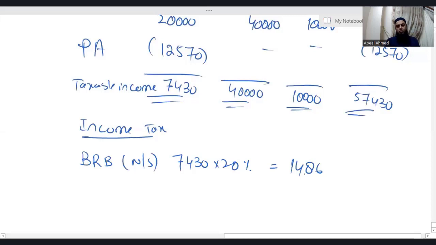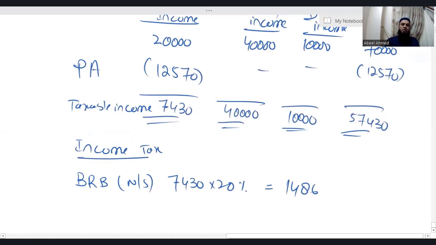Now let's directly jump to nil rate band for the saving income. How much nil rate band is available in case of saving income depends on the individual's tax paying status. A basic rate taxpayer gets a nil rate band of 1,000 pounds, a higher rate taxpayer gets 500, and an additional rate taxpayer does not get any nil rate band for the saving income. But when it comes to dividend income, irrespective of the individual's tax paying status, every individual gets a nil rate band of 1,000 pounds.